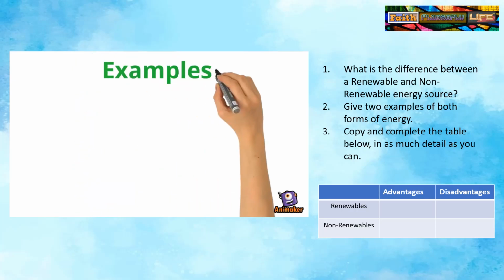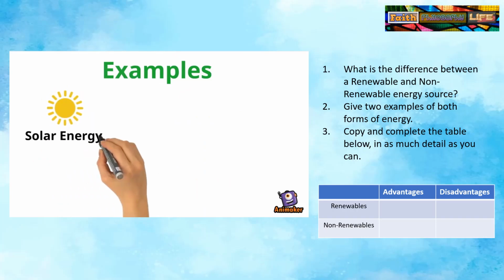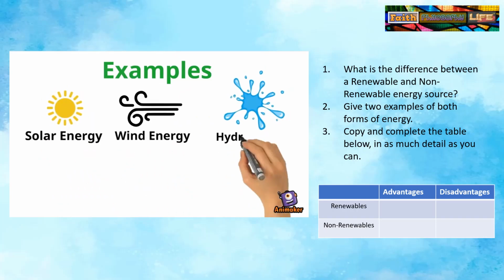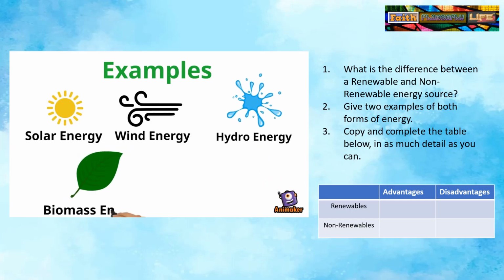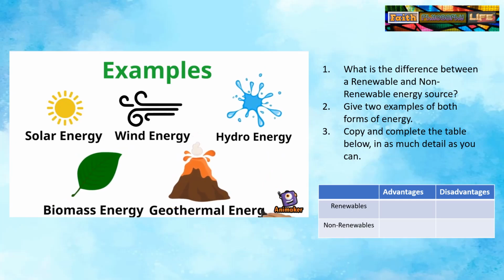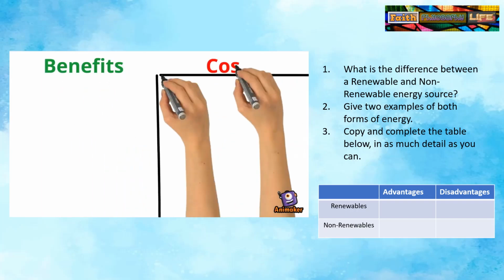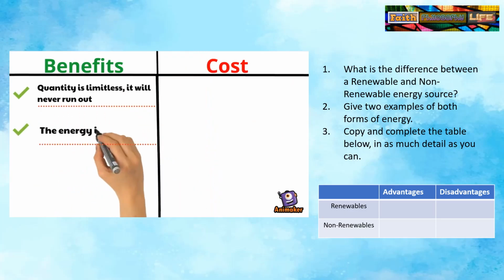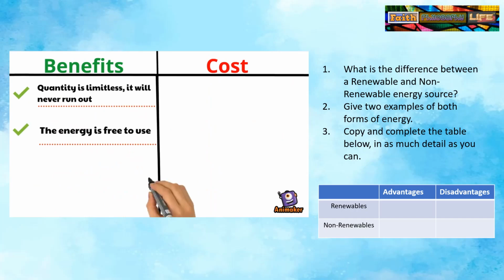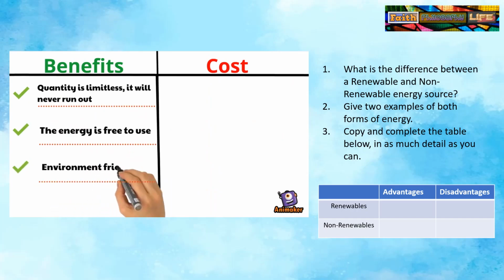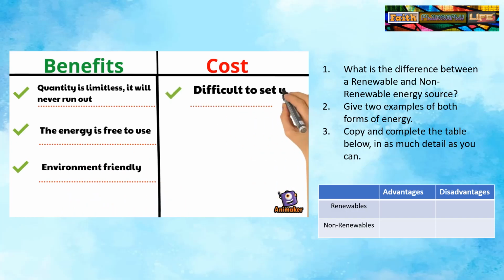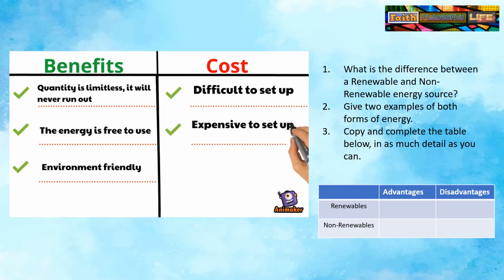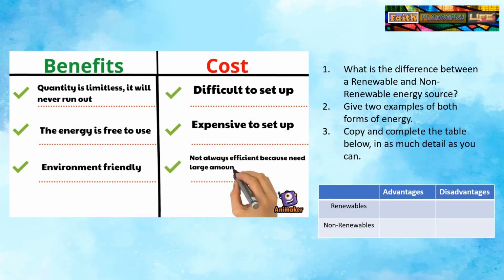Some examples of renewable resources are solar energy, wind energy, hydro energy, biomass energy, and geothermal energy. The costs and benefits of renewable resources are: the quantity is limitless and will never run out. The energy is free to use, and it's environment friendly. The costs are: it's difficult and expensive to set up, and it's not always efficient because we need large amounts, which is not always available.